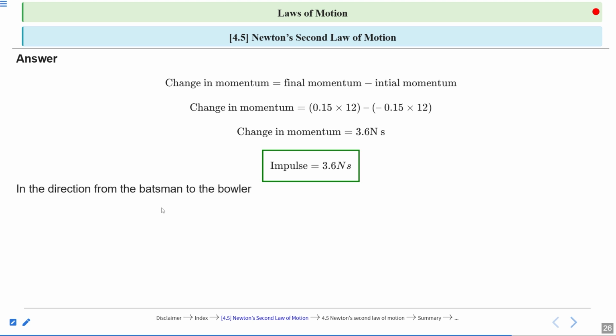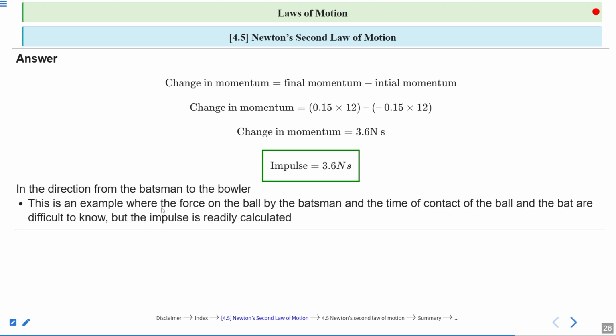In the direction from the batsman to the bowler. This is an example where the force on the ball by batsman and the time of contact of the ball and bat are difficult to know, but the impulse is readily calculated. Here the time of contact of the ball is difficult to know because the time interval is very small.